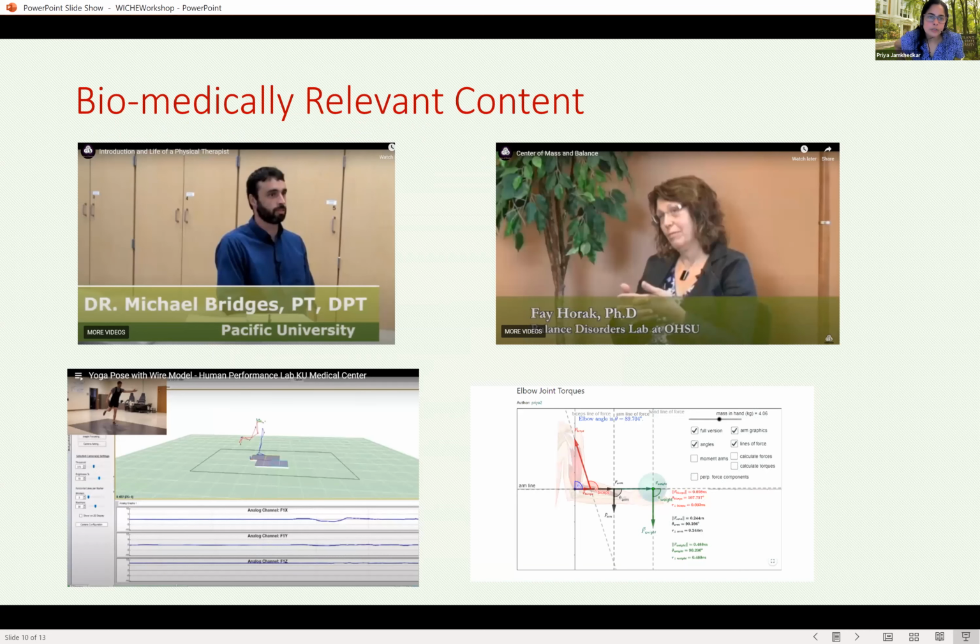Now this slide shows our biomedical relevant content videos. These are for that third course that I implemented this year. In the first two slides on the top, we interviewed a physical therapist, and on the right, Faye Horak, an expert in balance disorders at the lab. She works at the Oregon Health Sciences Institute. And so they are talking about their particular field and how physics concepts could be used.